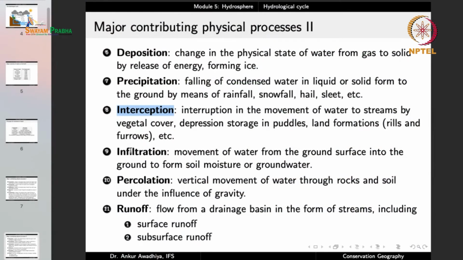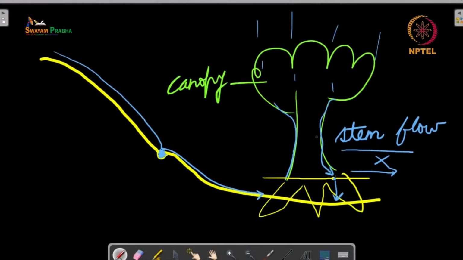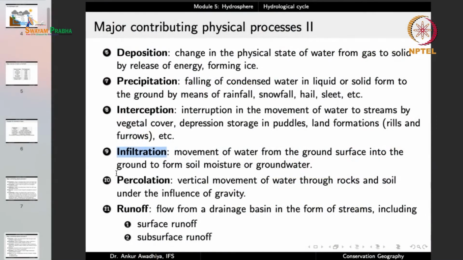Now after interception, we also have infiltration. Infiltration is the movement of water from the ground surface into the ground to form soil moisture or groundwater. So after this interception, when the water is moving into the ground, this is infiltration. Once the water has entered into the ground, there will be percolation. Percolation is the vertical movement of water through rocks and soil under the influence of gravity.